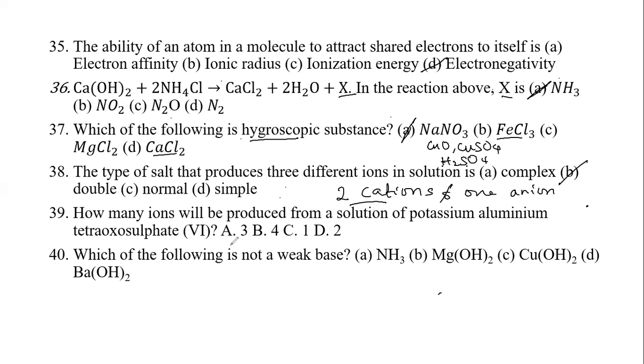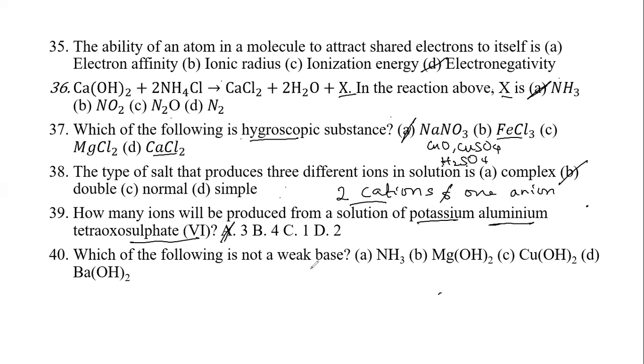So the type of salt that produces 3 different types of ion is the double salt. Question number 39 says, how many ions will be produced from a solution of potassium aluminium sulfate hexahydrate? Potassium ion will be produced, aluminium ion will be produced, sulfate ion will be produced. And that is an example of a double salt. Option A is the correct answer.